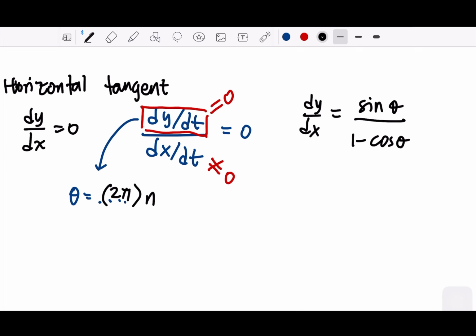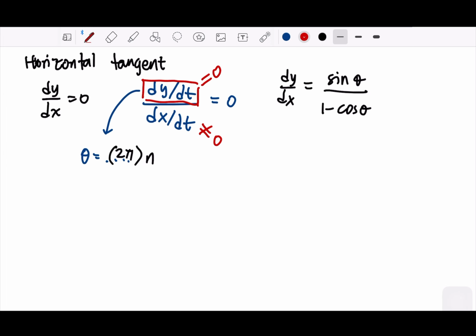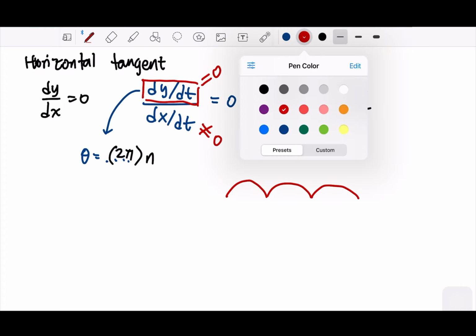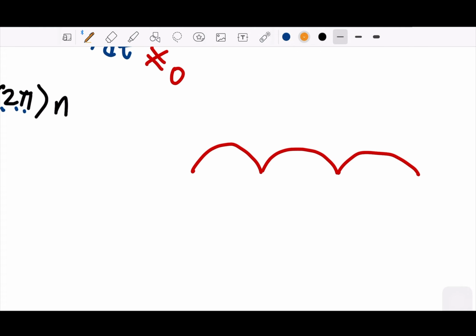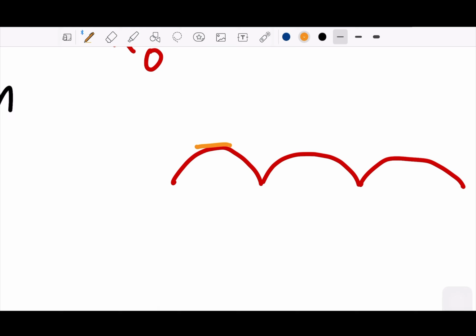If you look at the cycloid, if you remember, this is our graph, at least roughly sketched. If we zoom into our cycloid here, of course we see clearly that there is a horizontal tangent here, here, and here. And how about the vertical tangent, maybe here? It seems that there is a vertical tangent.